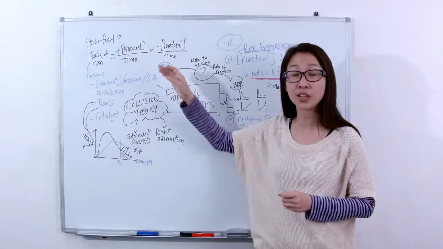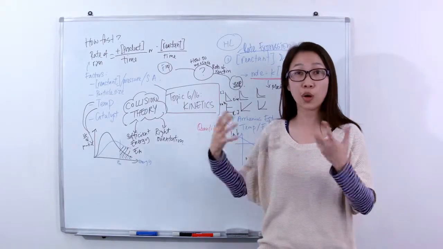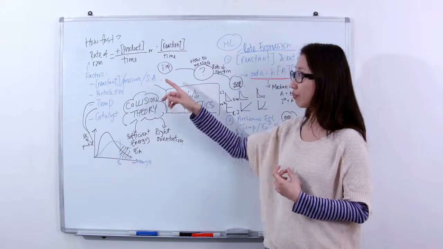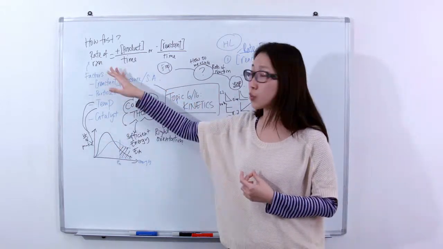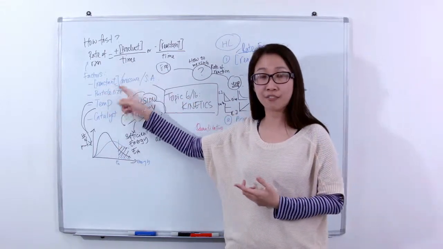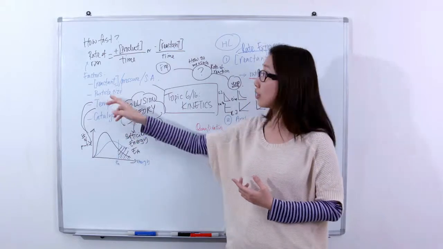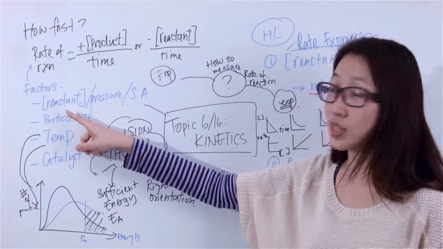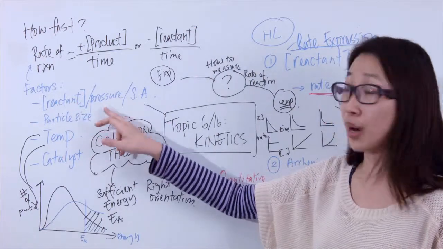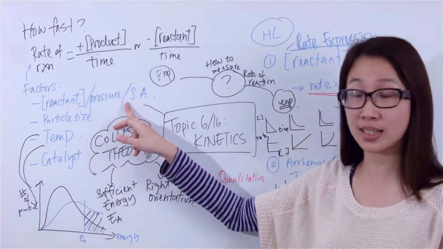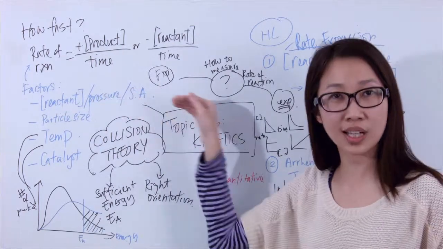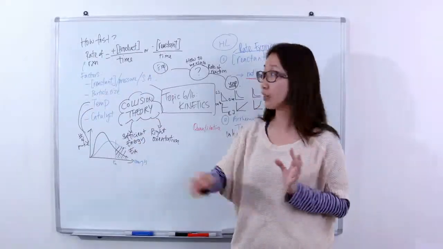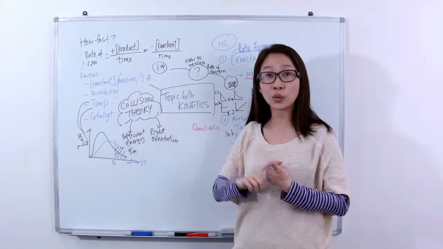So kinetics ultimately is to answer the question of how fast a chemical reaction is. And the rate of reaction is the increase in the concentration of product over time, or the decrease in the concentration of reactants over time. So the faster the product is produced, the faster the rate of reaction will be. And the second thing we will learn is the different factors that will affect the rate of reactions.